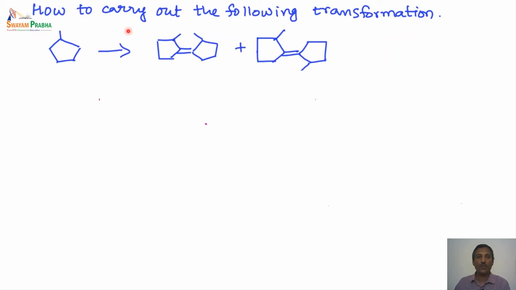So now let us find out how we can carry out the following transformation. We have an alkyl unit, that is a cyclopentyl unit with a methyl group, which gives a bicyclic or condensed unit as shown here. So how can we carry out this one?